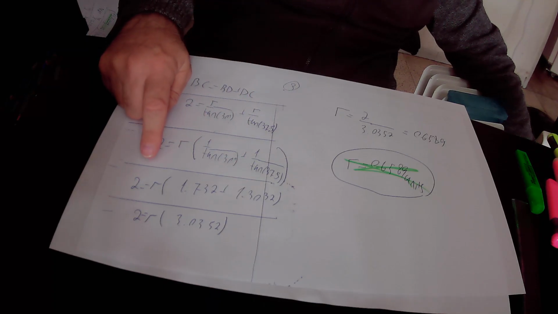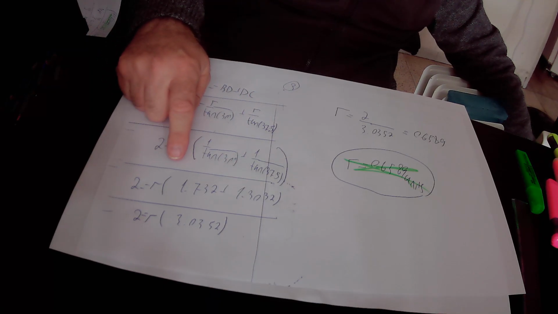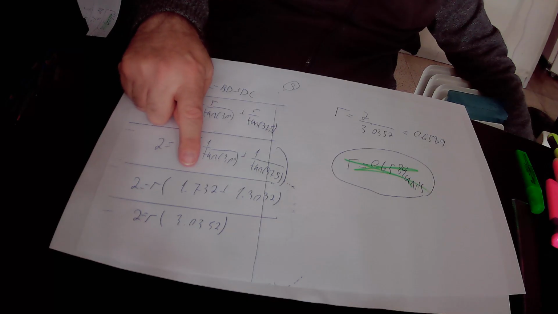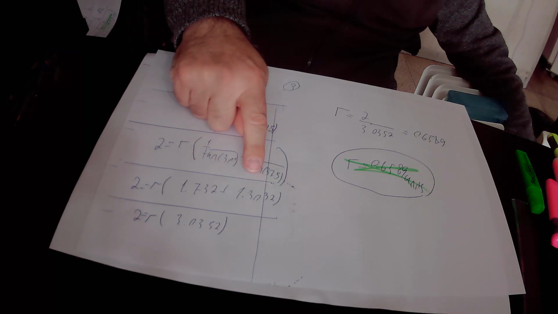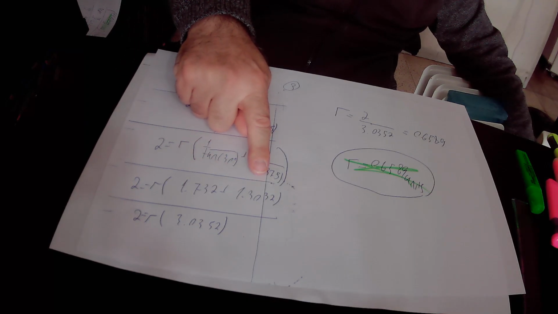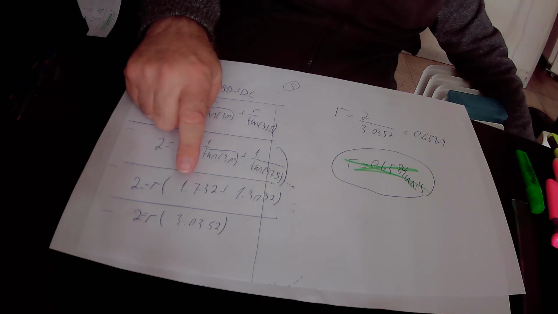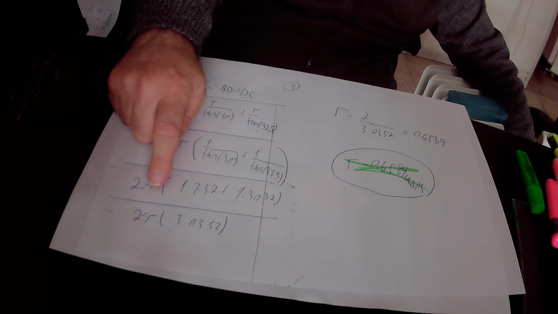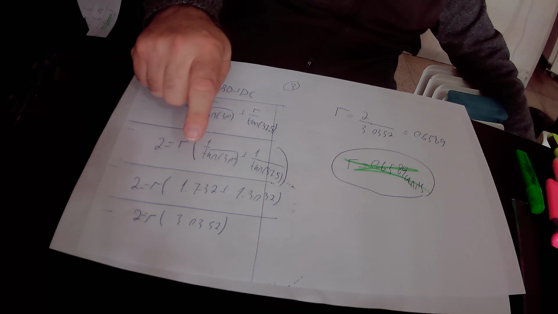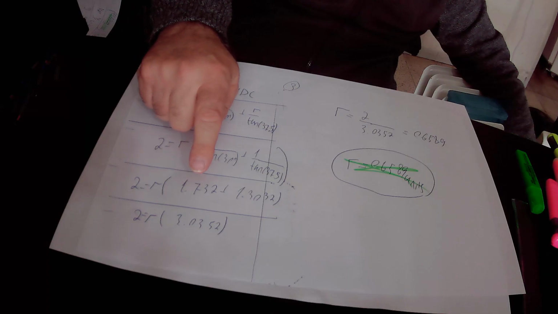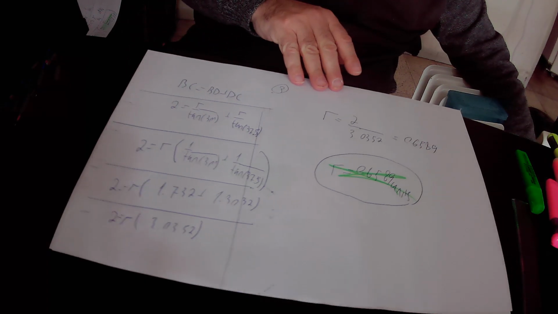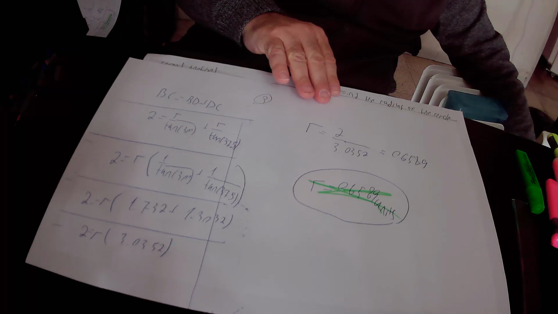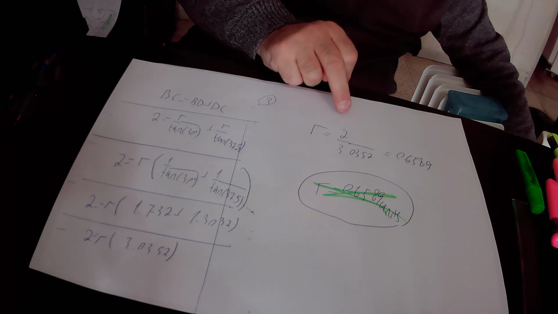In conclusion, 2 equals R. Inside the brackets we have 1.732 plus 1.302, which actually equals 3.0352. So 2 equals R times 3.0352. Here we divided this equation by 3.0352 and found that R, the radius that we are looking for, equals 2 over 3.0352.